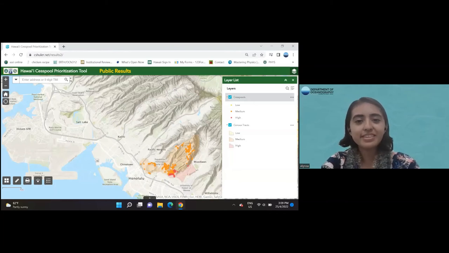And so this is the actual web app. You can check it out. This is the homepage. On the right-hand side, you have two data sets. One is cesspools, the other is census tracts, and they're ranked low, medium, high. And in the left-hand corner, you can search for your house and see, do I have a cesspool? How is it ranked? And see what the neighborhood is like.